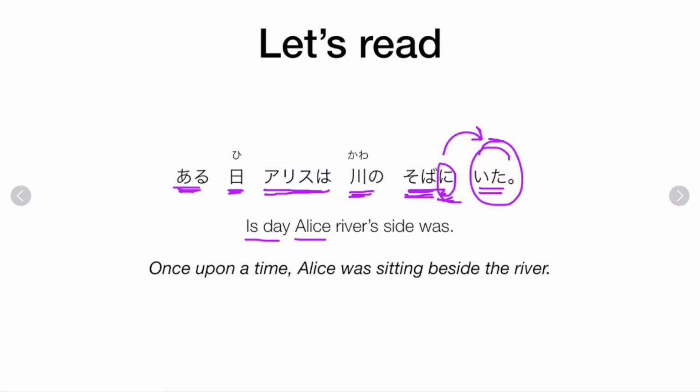Is day, Alice riverside was. But once upon a time, Alice was sitting beside the river. You'll notice this verb is ita, but we say sitting.